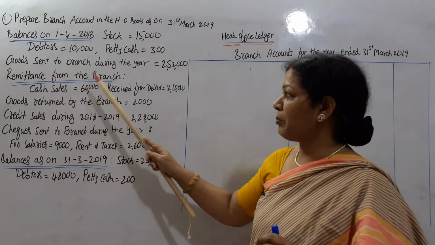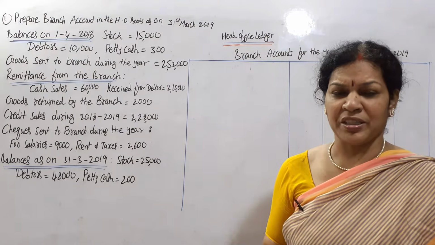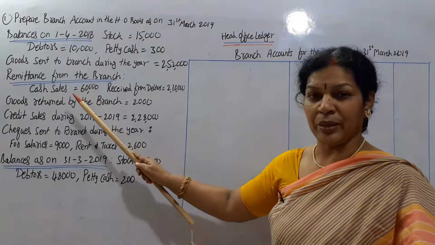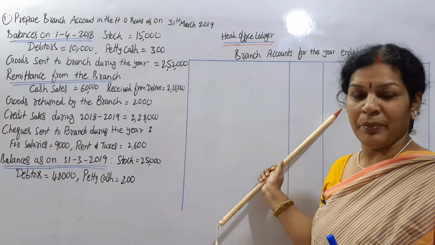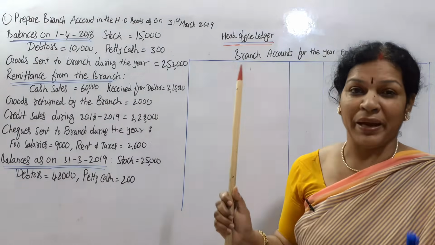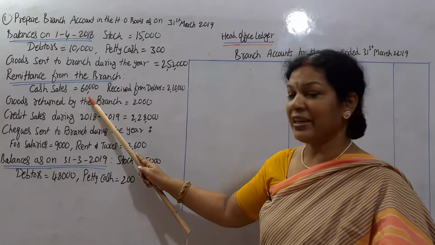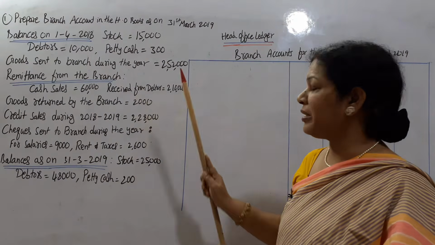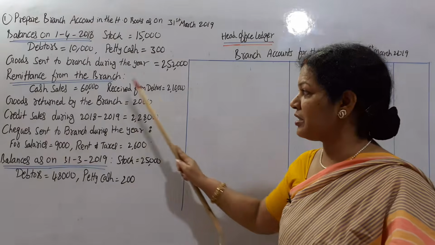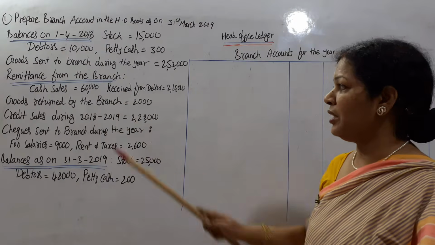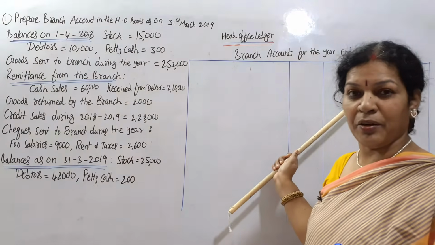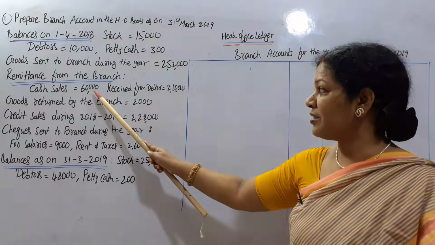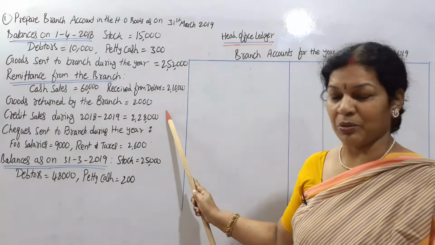Next, remittance from the branch. From the branch we are receiving. So when we are receiving anything from the branch, that comes on the credit side of the branch account. We'll write by bank. What are we receiving? Cash sales of 60,000 we are receiving, and received from debtors 2,10,000. This is what we are receiving from the branch. So this comes on the credit side of branch account. We'll write by bank 60,000 plus 2,10,000.